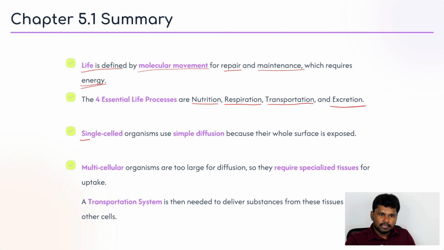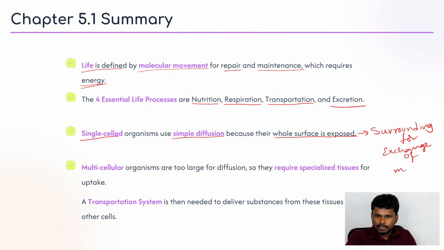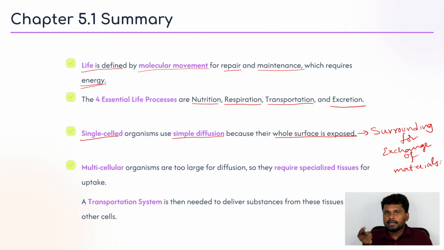Clear? Next, single-celled organisms use simple diffusion because the whole surface is exposed to their surroundings for exchange of materials. Okay, so that exchange of materials will be done directly by passive transport.